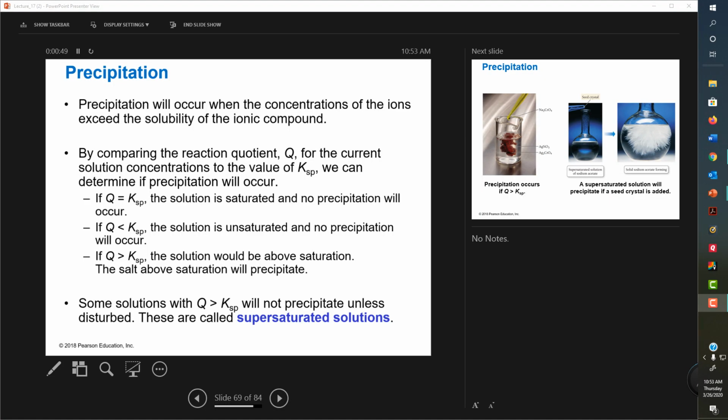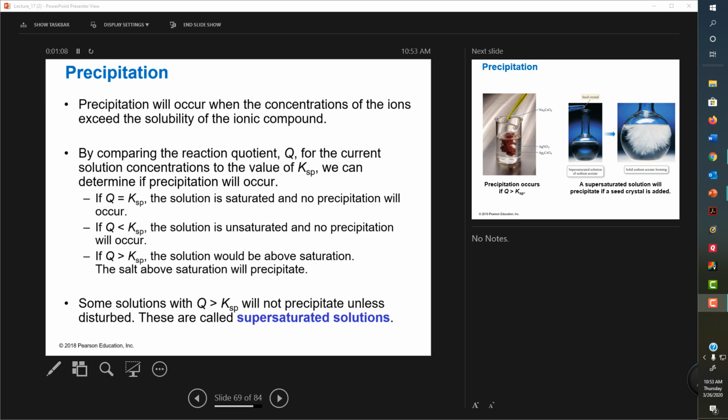All right, class, today I want to pick up where we left off yesterday on precipitation reactions and solubility product and solubility, molar solubility, all of those terms.